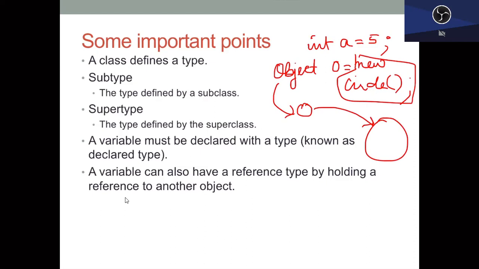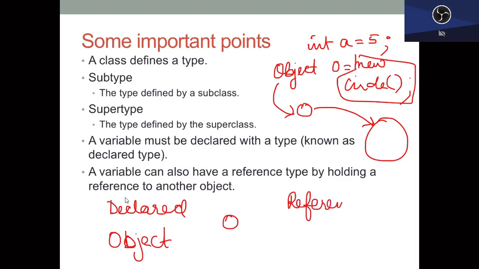So O is the declared type. So for O, the declared type is object, whereas the reference type is circle. Remember, the object class is the class which is the superclass of every object that you create in Java. Okay, so it has got two types. Now O has got two types. One is declared type is object and its reference type is circle.